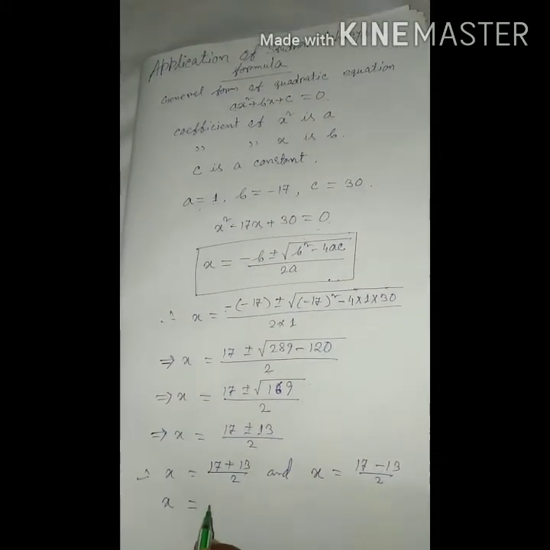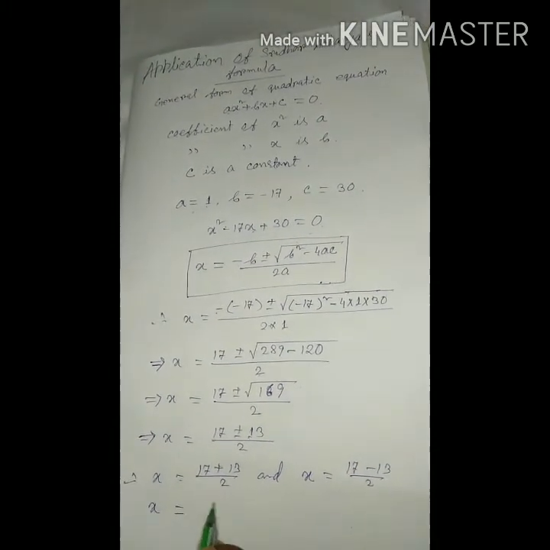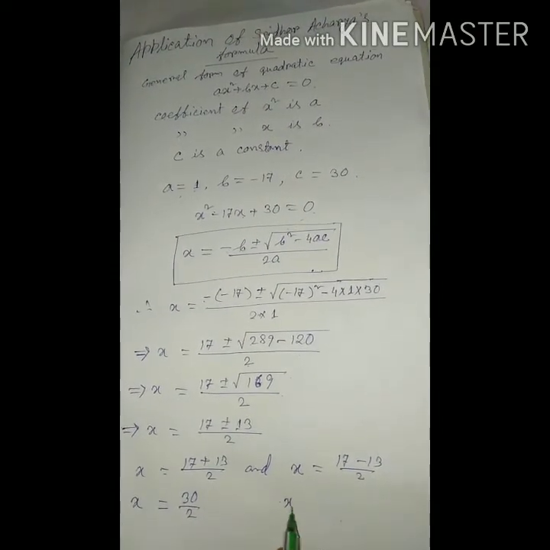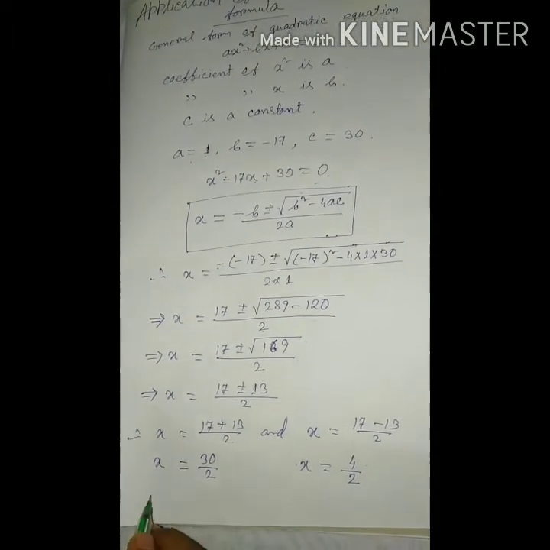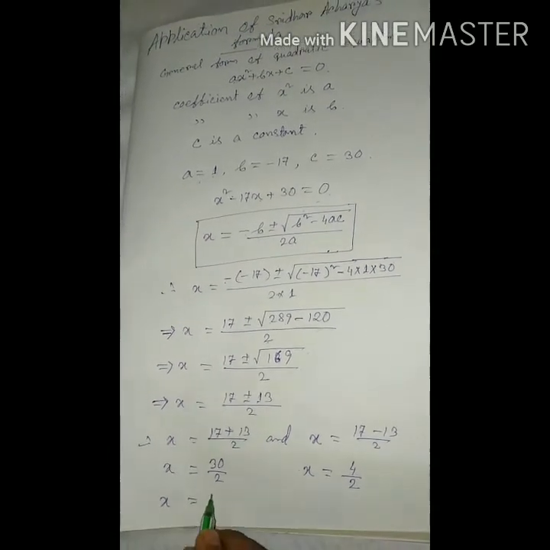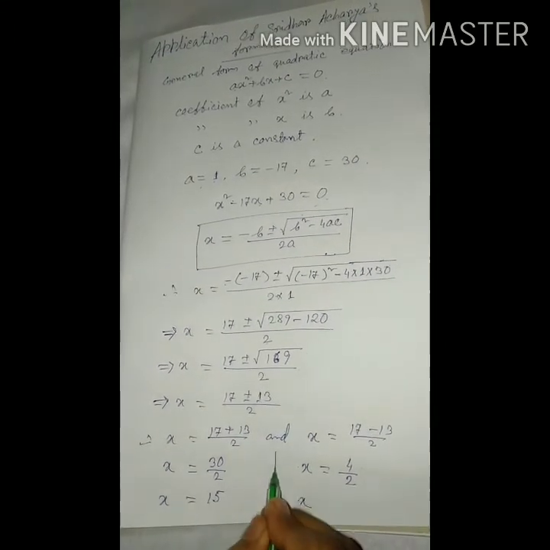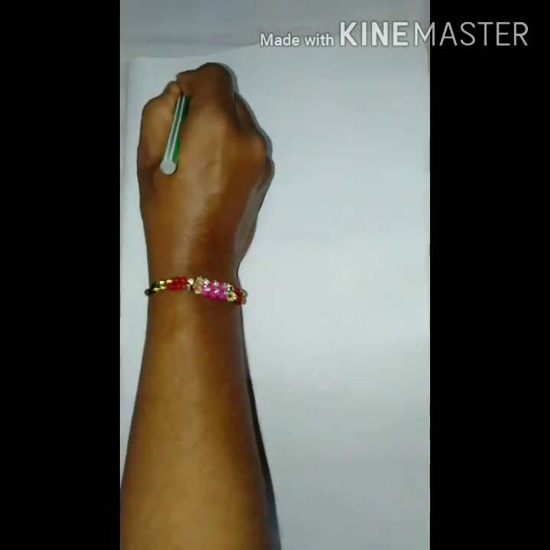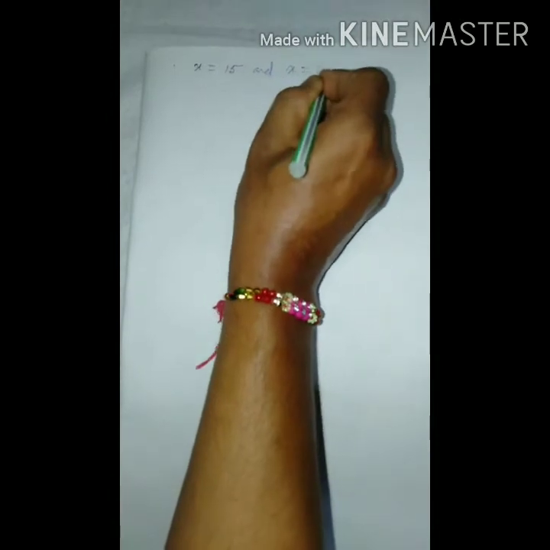So, x is equal to 17 plus 13, 30 by 2, and x is equal to 4 by 2. So x is equal to 15 and x is equal to 2.